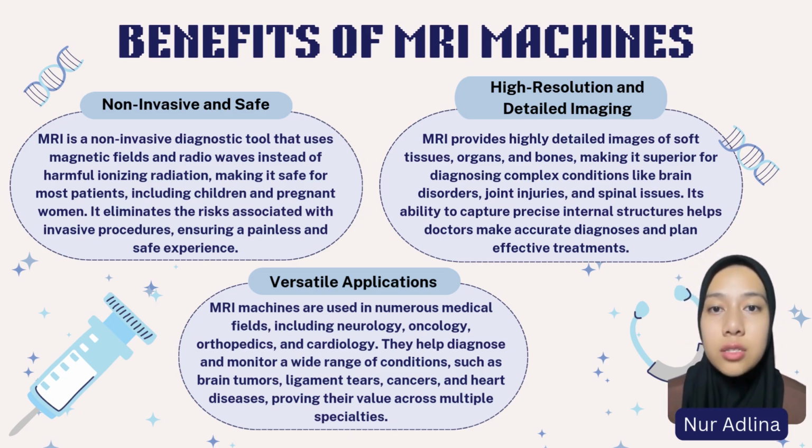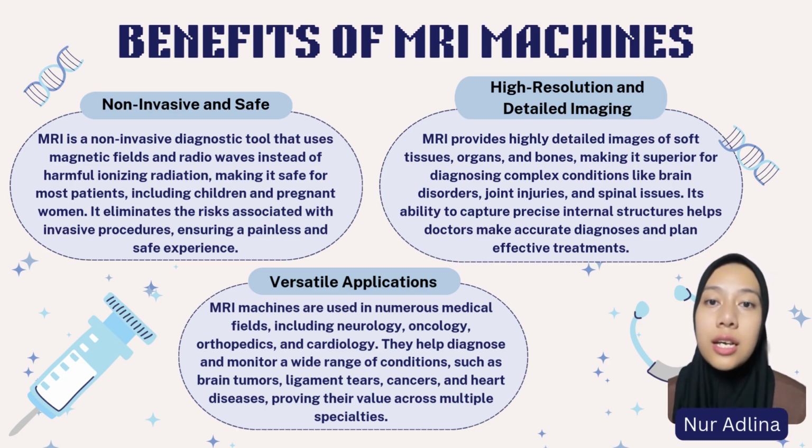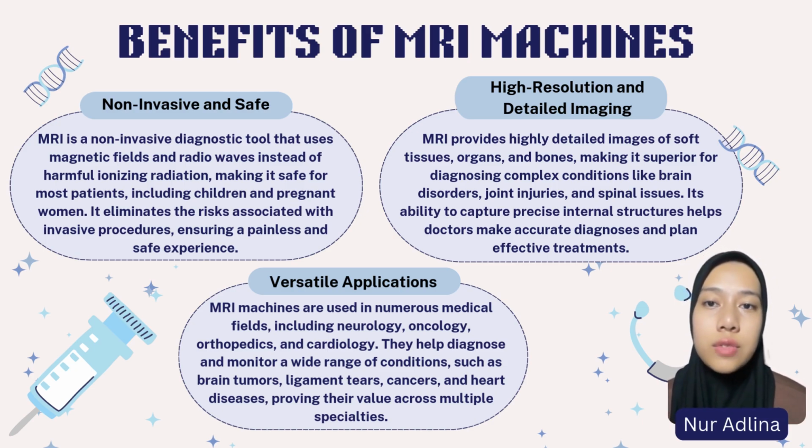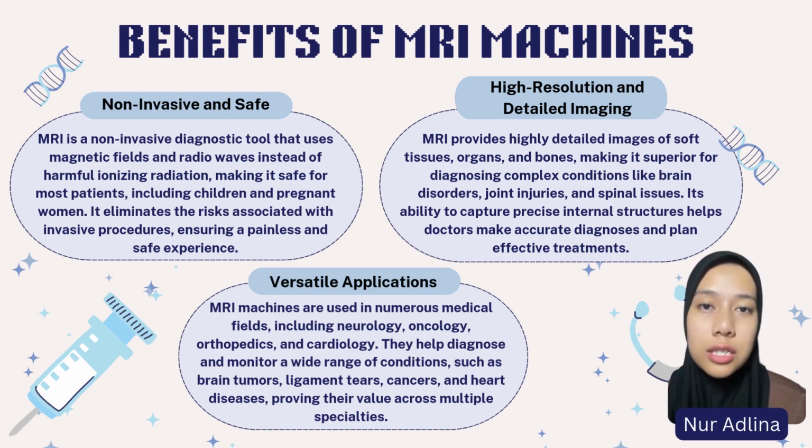Second, the physics of MRI allows for high-resolution imaging. The magnetic fields align hydrogen atoms in the body, and radio waves perturb this alignment. When the atoms return to their original state, they emit signals that the machine converts into detailed images. This precision makes MRI ideal for detecting soft tissue structures like brain tumors, spinal cord injuries, and joint tissue.